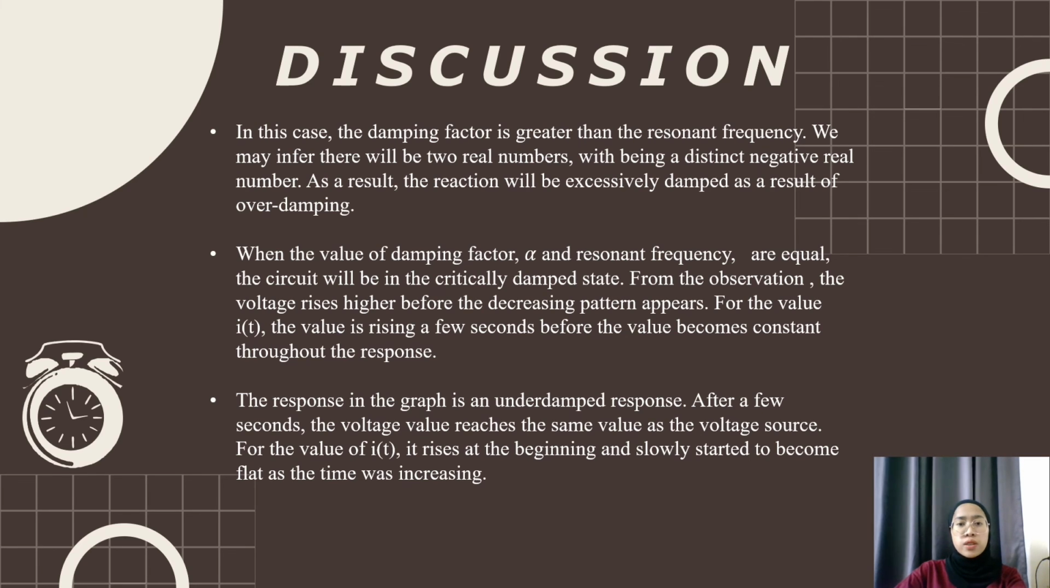From the observation, the voltage rises higher before the decreasing pattern appears. For the value of IT, the value rises in a few seconds before it becomes constant throughout the response. The response in the graph is an underdamped response. After a few seconds, the voltage value reaches the same value as the voltage source. For the value of IT, it rises at the beginning and slowly becomes flat as time increases.